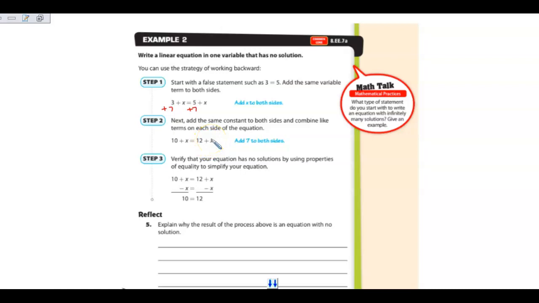And obviously that's not going to work. So no matter what we do to the equation, it's just not going to work. It has no solution.